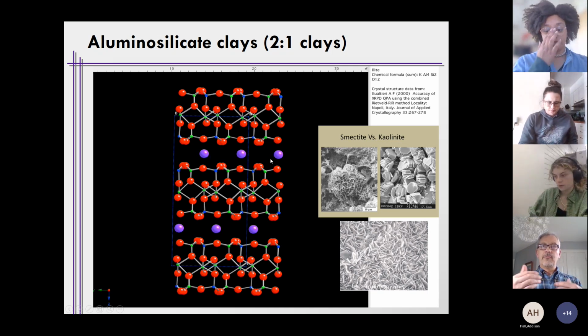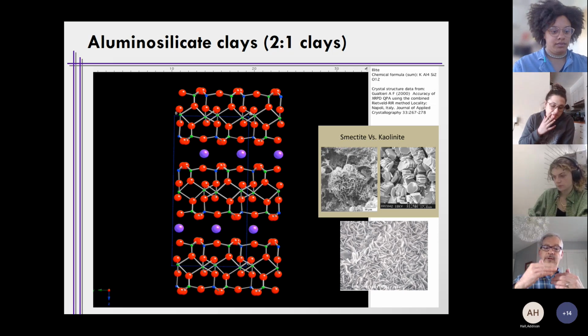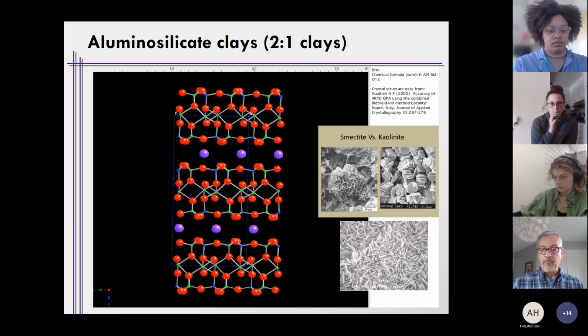The interspaces, when the soil is wet, the interspace can expand and water can get into the interspace, and other cations can move in with the water into the interspace, and it can interact with the sheets themselves to increase cation exchange capacity, right? So you probably, I would hope, have heard of shrink swell soils.